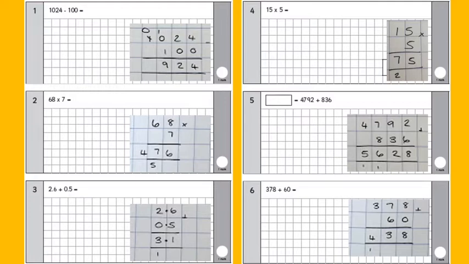Number 2, we've got 68 multiplied by 7. You could have partitioned this down and done 60 times 7 and 8 times 7, or you could have just done it in this method here, which gives you the answer 476.